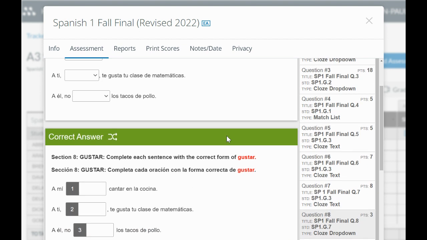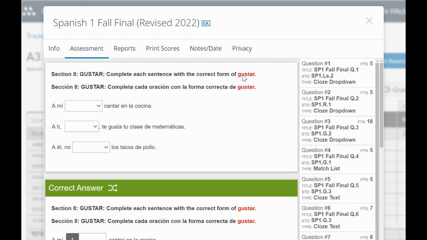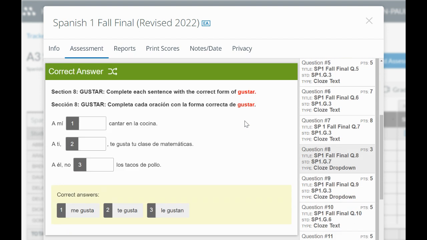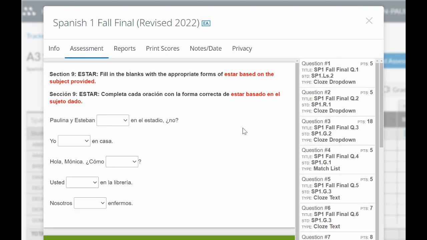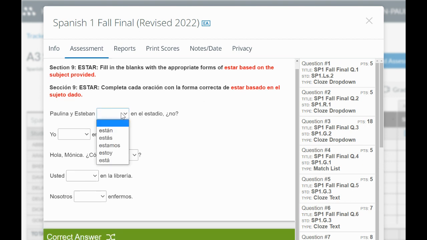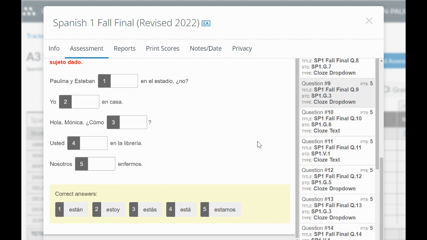Question 8, complete each sentence with the correct form of gustar. Hopefully you remember those forms of gustar. Very quick question. Question 9, fill in the blanks with the appropriate forms of estar based on the subject provided. You're not going to fill in the blanks, you're actually going to choose which is the correct form of estar in the blank.